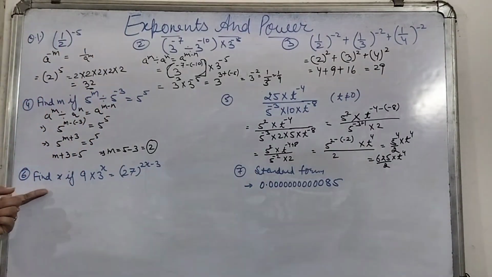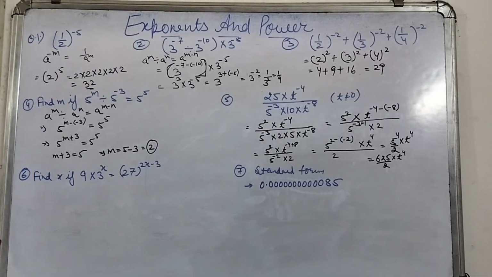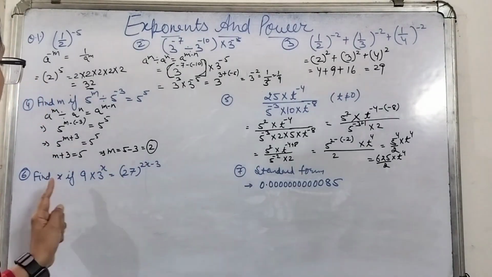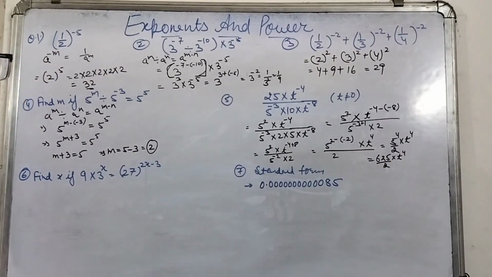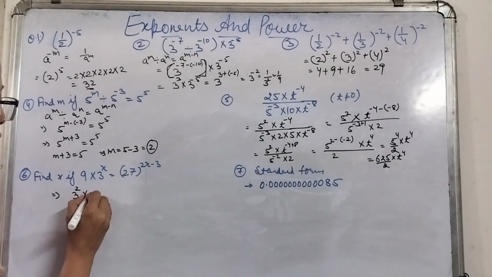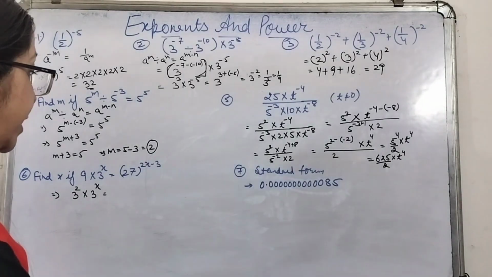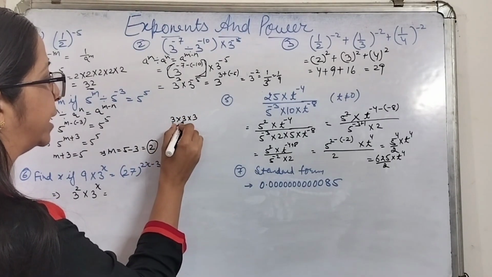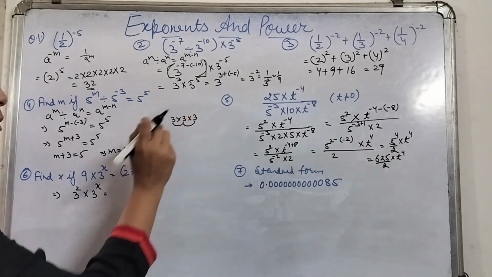Now the next is: find the value of x if 9 multiplied by 3 raised to the power x is equivalent to 27 raised to the power 2x minus 3. What we will be doing is, first of all, factorizing all these numbers. 9 could be written as 3 raised to the power 2, and it is 3 raised to the power x. 27 could be written as 3 raised to the power 3, because 3 multiplied by 3 multiplied by 3: 3 3s are 9, 3 9s are 27.